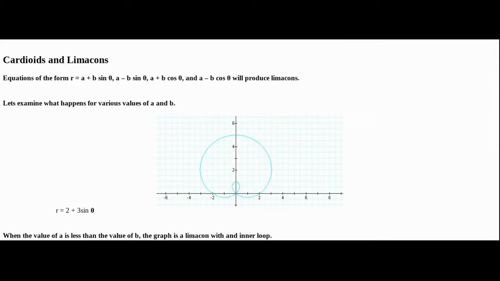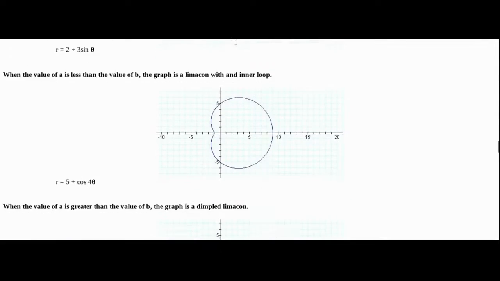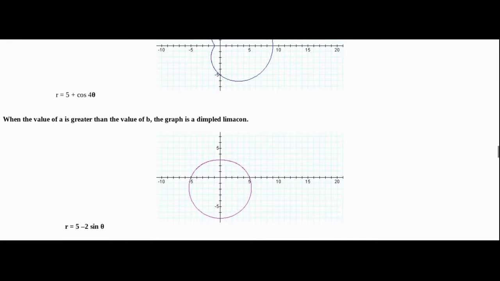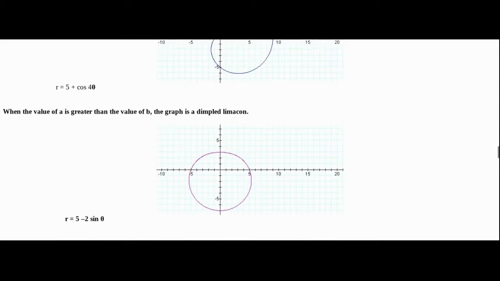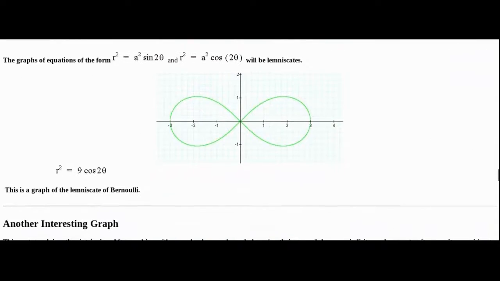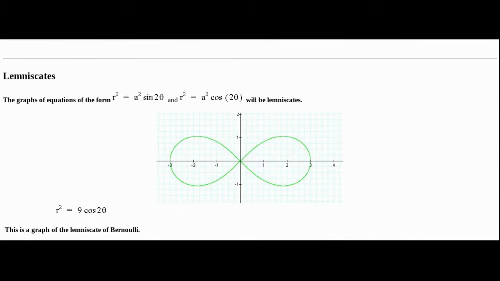All right, and then we have a special graph called a limacon, and it's basically like a curve with a little loop-de-loop in the center. And there's special types of limacons called a cardioid, and you might figure out that cardioid means heart-shaped. This next polar graph is a lemniscate, and it's essentially an infinity symbol.